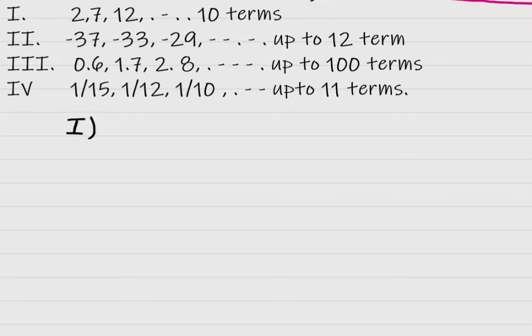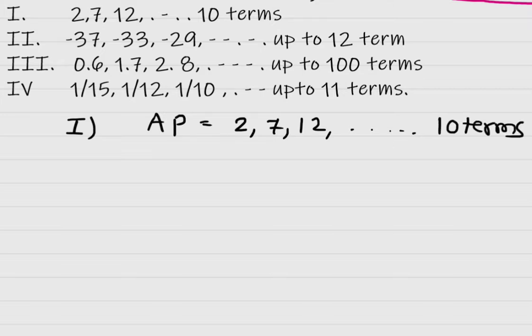This is the solution for question number 1. Your AP is 2, 7, 12, and so on. You have to find up to 10 terms. This 10 is not the 10th term; you have to find the sum of 10 terms. Now what is given? A is equal to 2. D is nothing but 7 minus 2, that is 5. And n is given as 10.